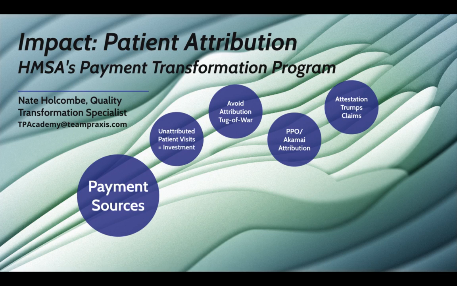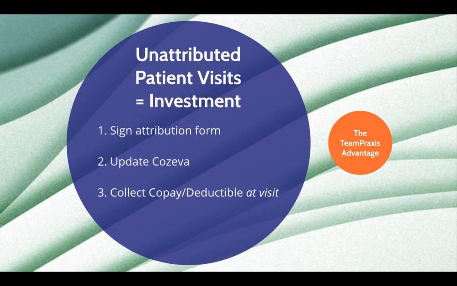First, let's think about why you might want to include unattributed patients in your schedule. If a patient comes in for a visit and they are not attributed to you, they must sign the member attribution form in person. You will fax it to HMSA, then update COSEVA. Make sure you collect their copay or deductible while they're at the practice. This is the only form of reimbursement that you will receive for this visit until they are attributed to you. Once they have attributed, you will begin receiving monthly PMPM payments as you do for your other attributed patients.